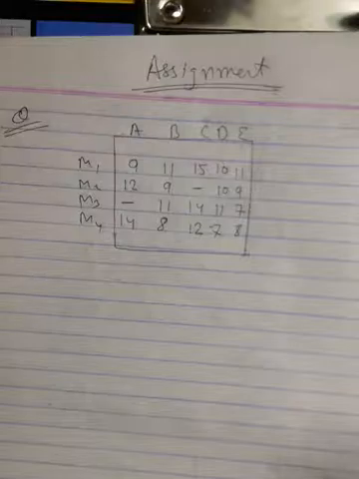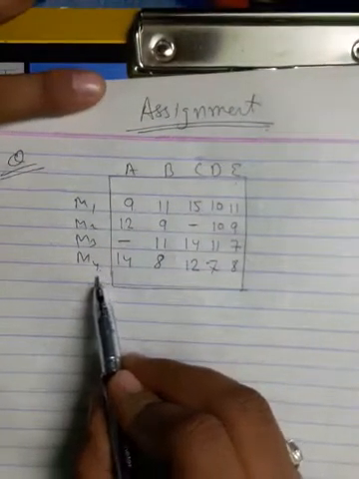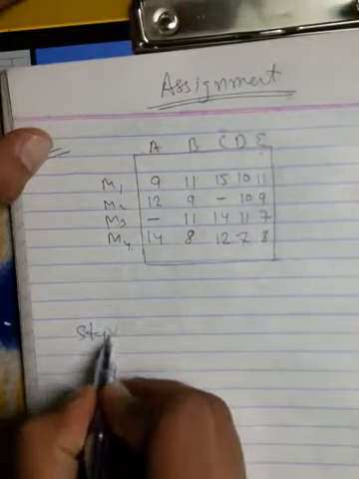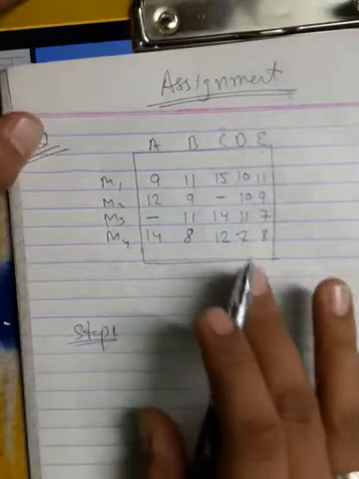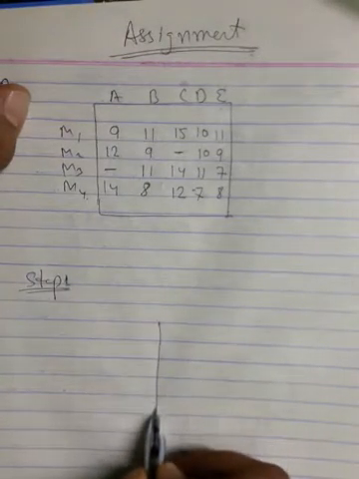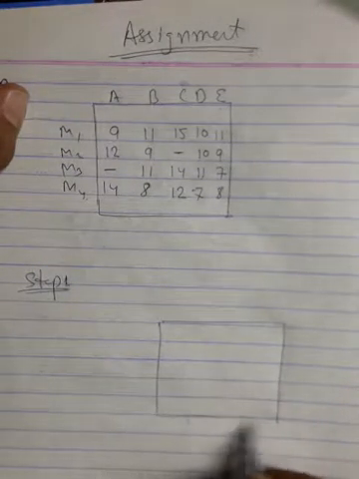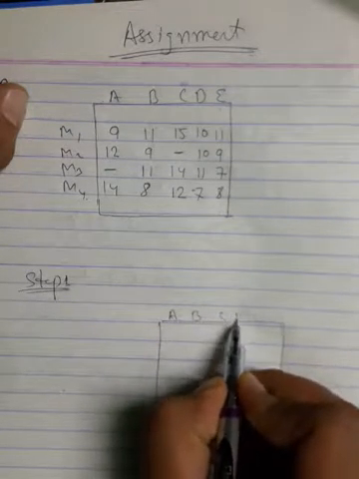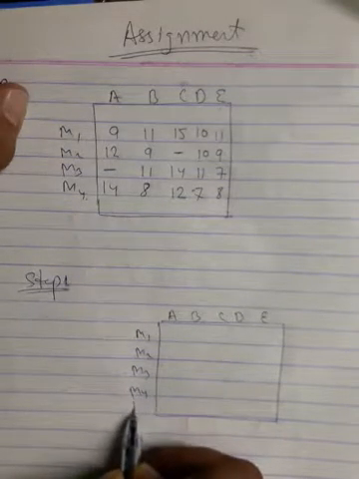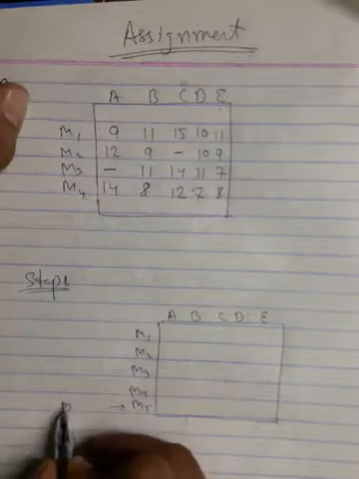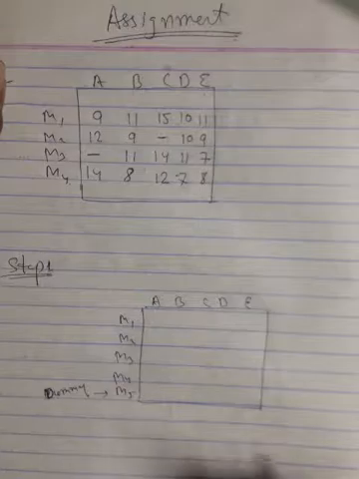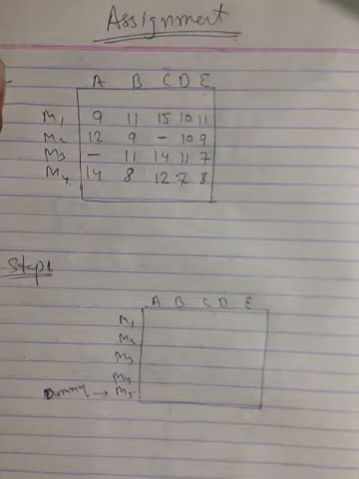Since it is an unbalanced case, we have to add a dummy activity to make it square format. So first, in step 1, I am going to reduce this matrix to square format by adding a dummy activity. First write the format of the matrix: A, B, C, D and E, M1, M2, M3, M4 and M5. This is my dummy activity, dummy point. Dummy means nothing, we are just adding a row or column with value 0.